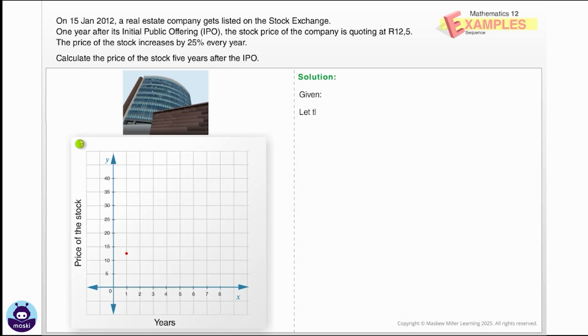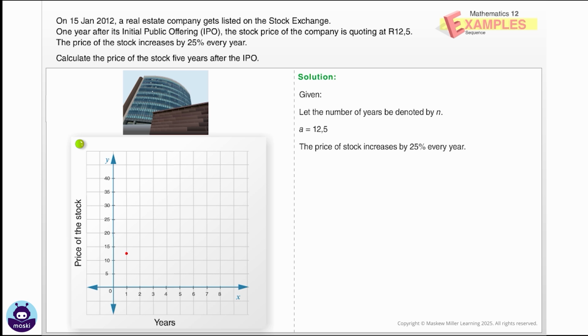Solution. Let the number of years be denoted by n. We know that the first term is 12,5, that is, the price of the stock when n is equal to 1. It is given that the price of stock increases by 25% every year.